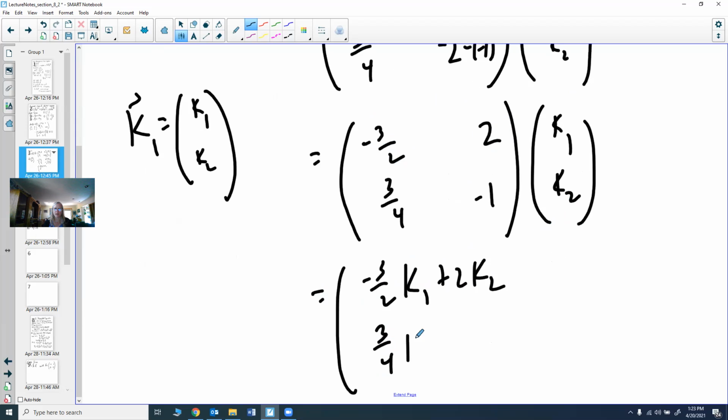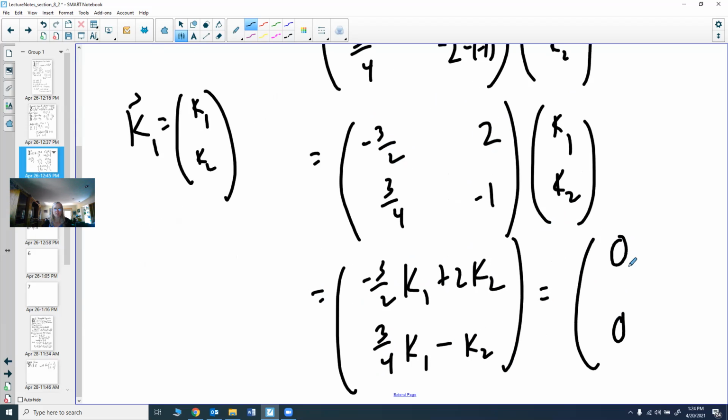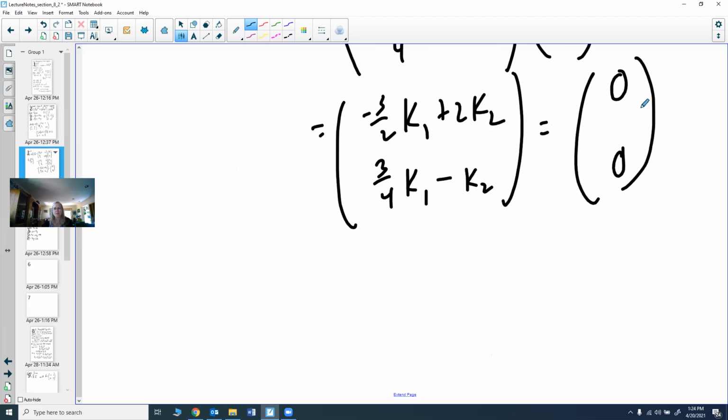And 3/4 k1 minus 1 times k2. And that equals the zero matrix. And again, the zero matrix just means you have 0 everywhere in your matrix. Since this is 2 rows and 1 column, this will be a 2 row and 1 column of just zeros. Matrices are equal if their corresponding entries are equal.